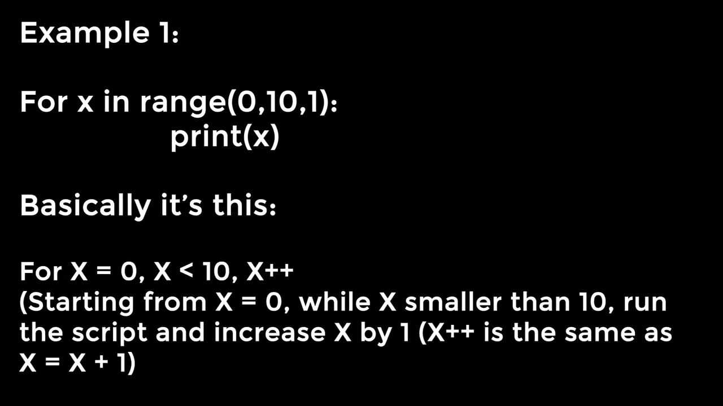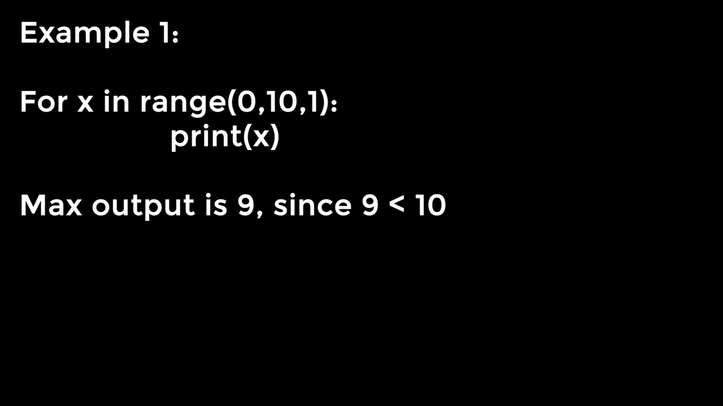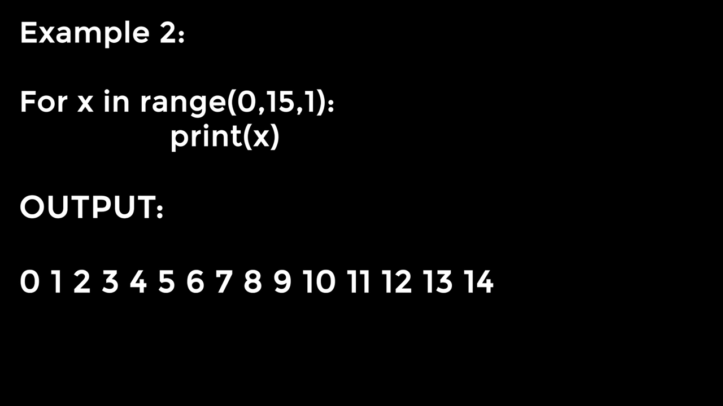This means that the script will set x to 0, print out x, so 0, and then increase x by 1, which is the third value here. It will do this while x is smaller than 10. The maximum value this can output is 9. If we were to run for x in range(0, 15, 1): print(x), the script will print out every number from 0 to 14.